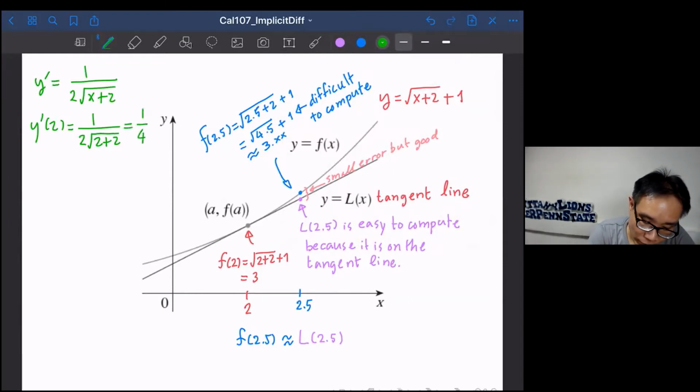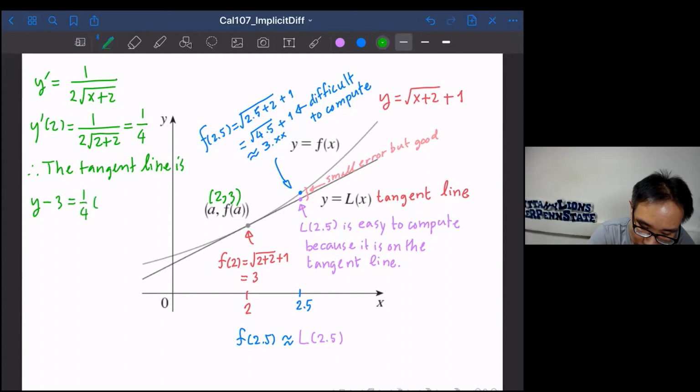So you use point slope form. The tangent line is, okay, this point is at (2, 3). So it's going to be y minus 3 equal to 1/4 (x minus 2). So you get y equal to 3 plus 1/4 (x minus 2), and this one will be your L(x).